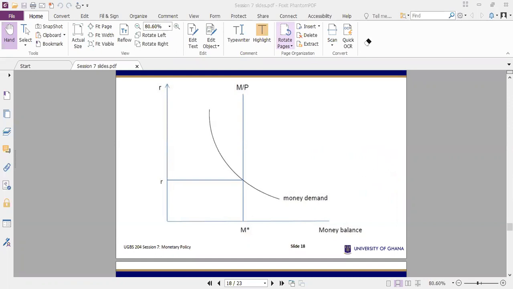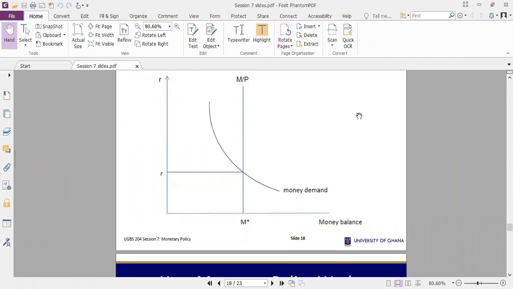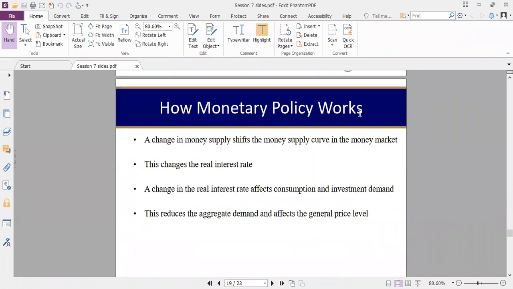So now let's see how we could use this to solve an issue in the economy. Let's basically understand how this works. It works in so many ways. How does monetary policy work? We are saying that a change in money supply shifts the money supply curve. This changes the interest rate. Now let's take something.